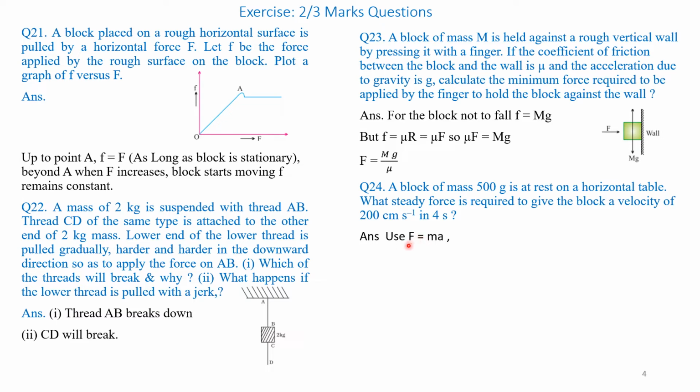Answer. We have to use the formula F is equal to m into a, where F is the applied force and small m is the mass and a is the acceleration. Therefore, rearranging, a is equal to F by m. We also know that a is equal to v minus u over t, where the final velocity is 200 and the initial velocity is 0 because it is at rest initially, and the given time is 4 seconds. So a is equal to 200 minus 0 divided by 4, that is equal to 50 centimeters per second.